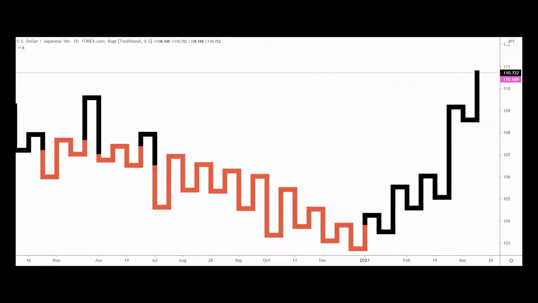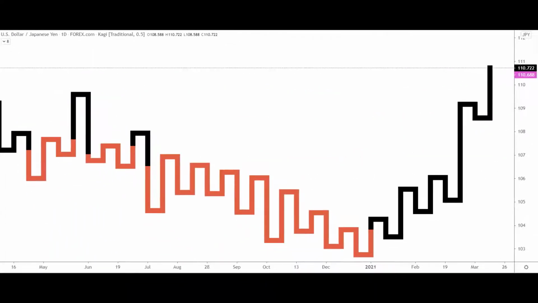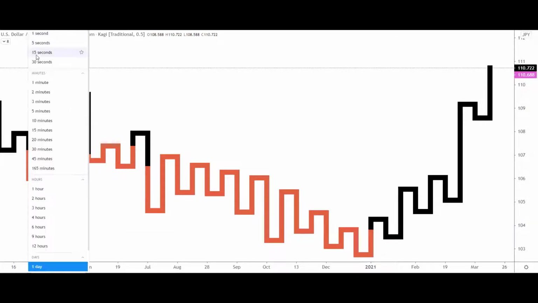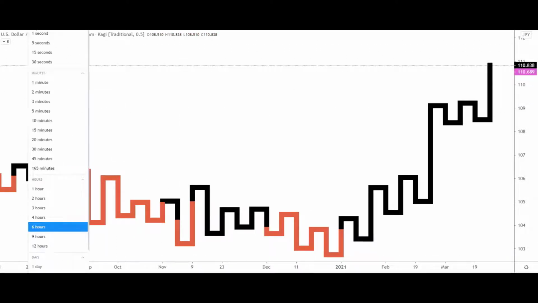So here we have the US dollar against the Japanese yen currency pair, and currently we've got a 1 day setup, and the size of the lines is at 0.5. Now if I then change that 1 day down to 6 hours, we've kept the size the same, but we've changed the time period. And if you can see along the bottom axis, the dates that it's looking at have changed as well. And again, we can go further down.